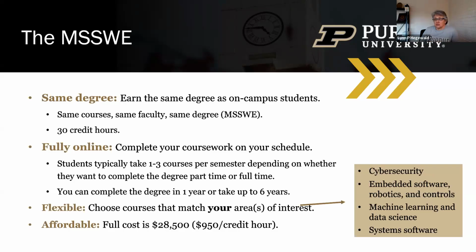This is also a reduced price program. It's $950 a credit hour. So for 30 credit hours, that's $28,500. Most of our students, again, as I mentioned, are working professionals and do use tuition reimbursement through their employer. So these are really the big picture benefits of our program.